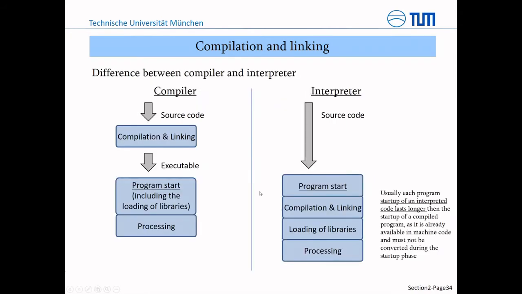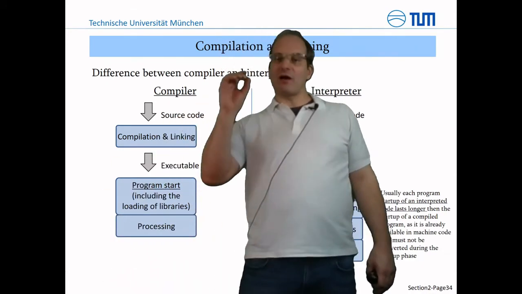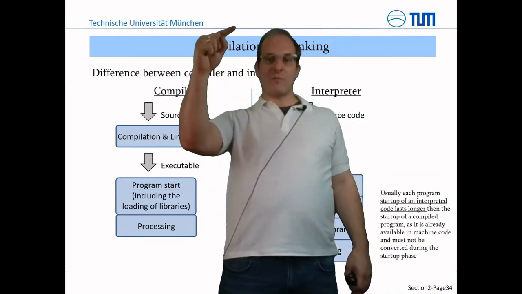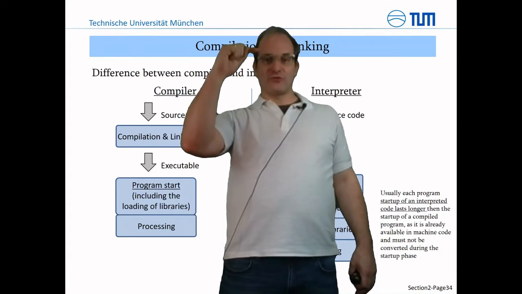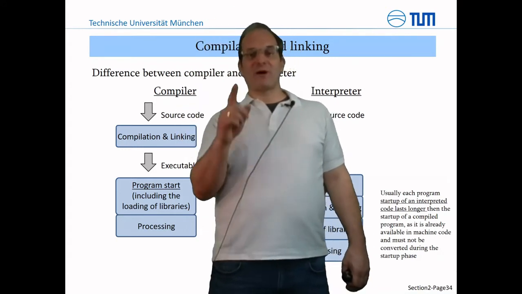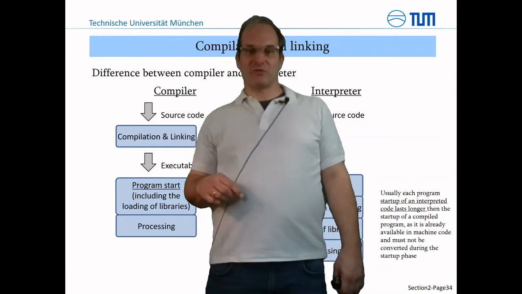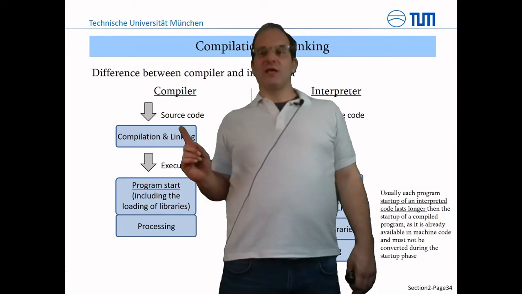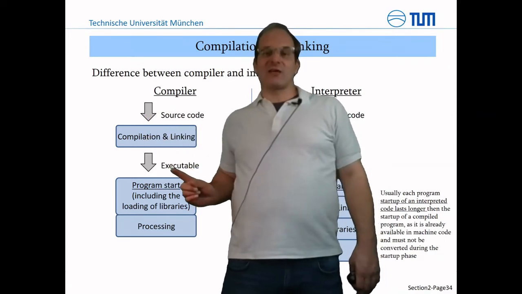And there's now a small difference, which nowadays is not so relevant anymore, between compilers and so-called interpreters. Both of them do exactly the same. They take commands from the source and convert them to machine code, but they do it at different times. So let's check the compiler. A compiler reads the source code, compiles and links, and creates an executable.